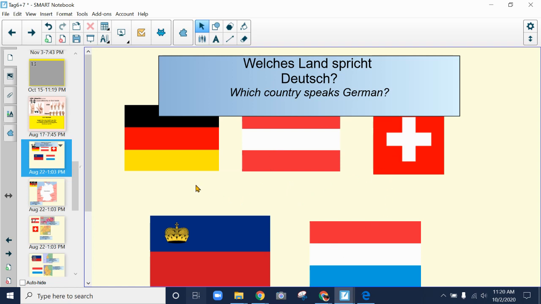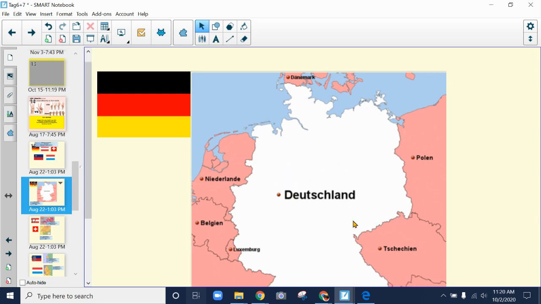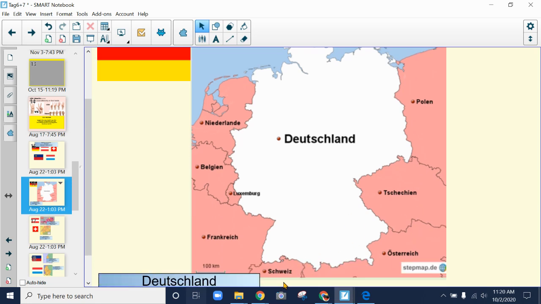What I want you to do is draw those flags in your notebook. Okay, and we will go over them really quick. So we talked about the German flag, and Deutschland, Germany, Deutschland, that's how we would say it in German. And the countries that are around Germany, like Netherlands, Belgium, France, Poland, Czech Republic, Austria, and Switzerland down here. And then we have Luxembourg.